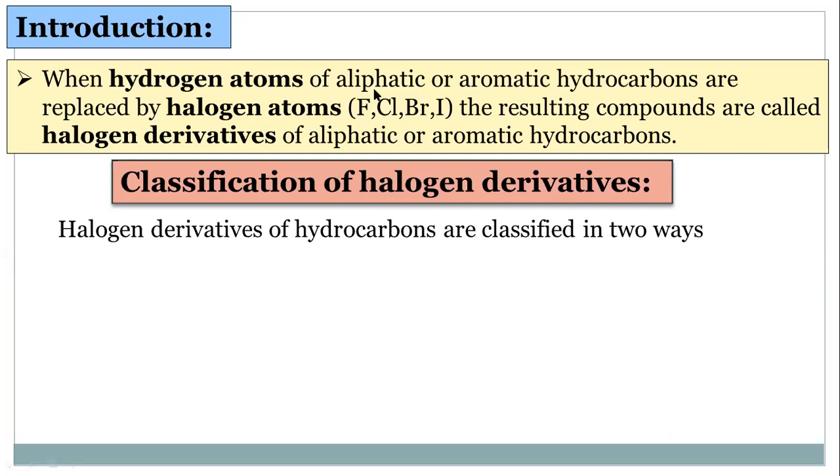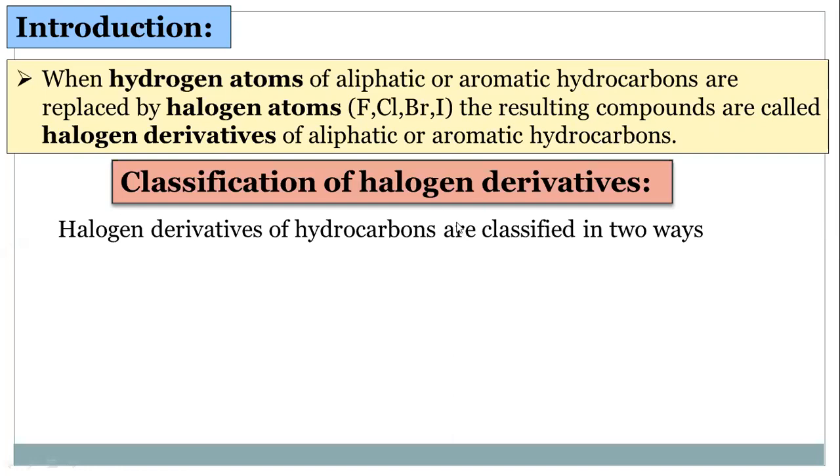When hydrogen atoms of aliphatic or aromatic hydrocarbons, you are familiar with these words from 11th standard. Hydrocarbons are the compounds which mainly contain hydrogen and carbon. So when the hydrogen atoms are replaced with these halogens, fluorine, chlorine, bromine, iodine, the resulting compounds are called halogen derivatives of aliphatic or aromatic hydrocarbons.